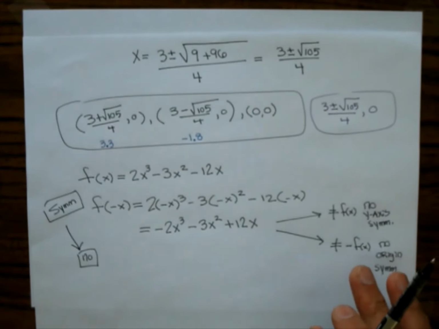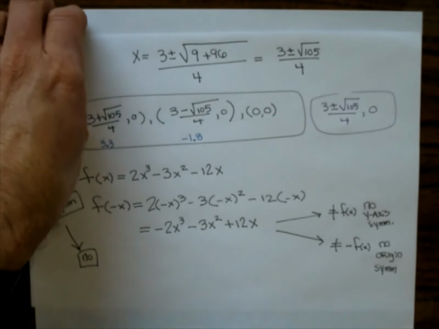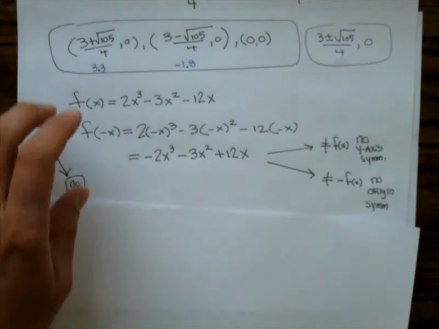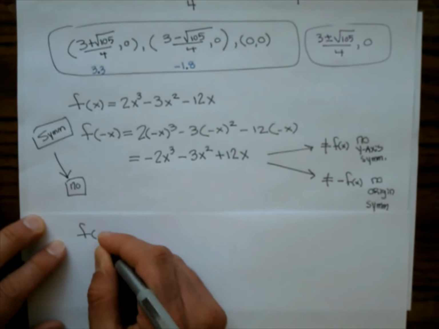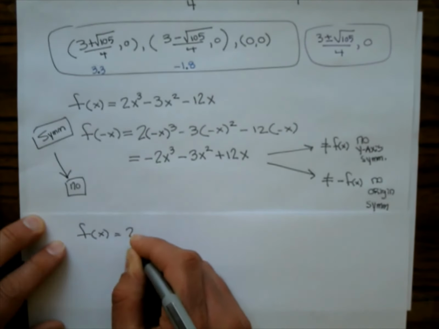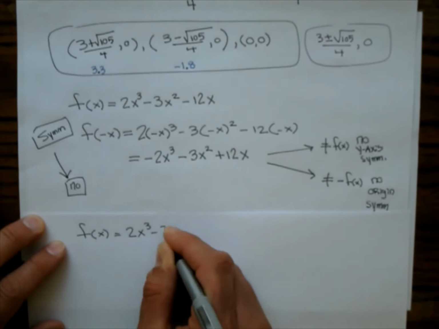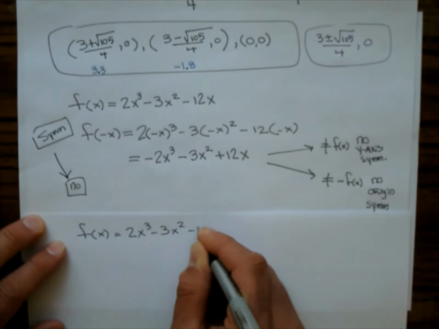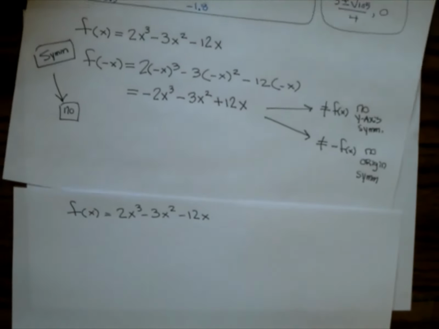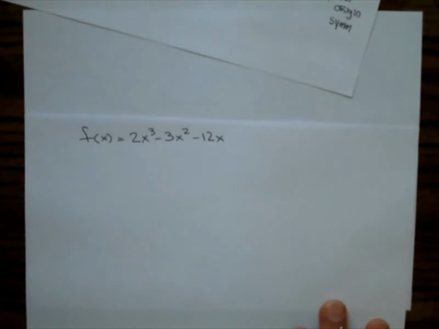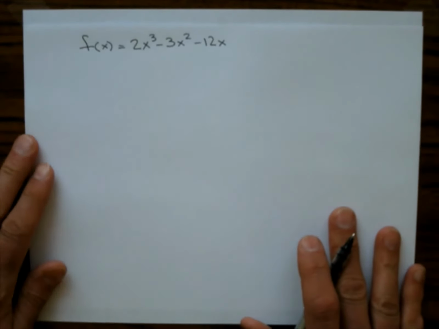So, another piece of paper. We want to go ahead and look at some derivatives here. Let's rewrite this function here. F of x equals 2x cubed minus 3x squared minus 12x. And we'll move on. So we know that we found the intercepts. The domain's all real numbers. We pretty much have that.